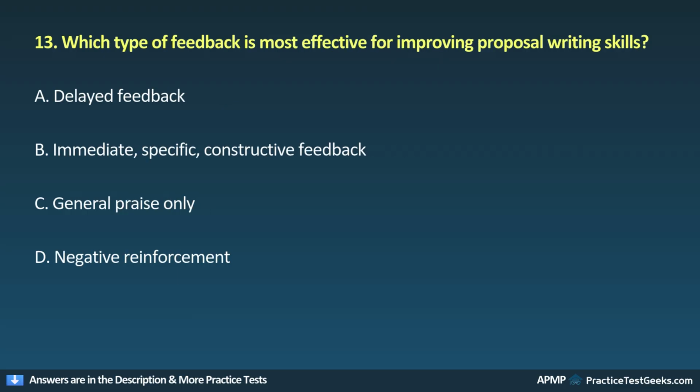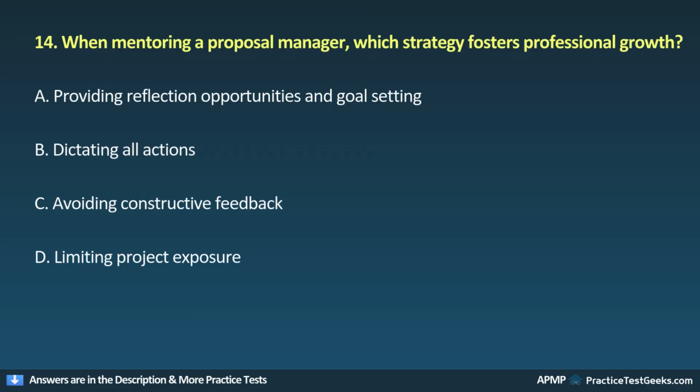13. Which type of feedback is most effective for improving proposal writing skills? A. Delayed feedback. B. Immediate, specific, constructive feedback. C. General praise only. D. Negative reinforcement. 14. When mentoring a proposal manager, which strategy fosters professional growth?